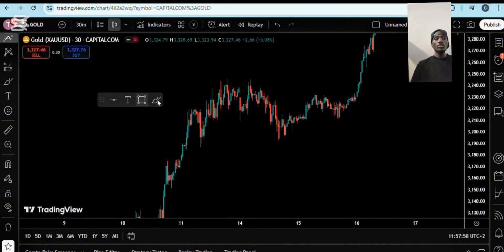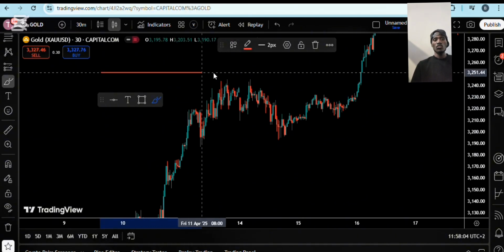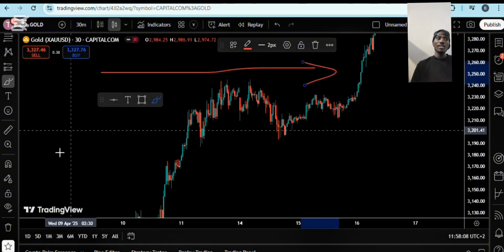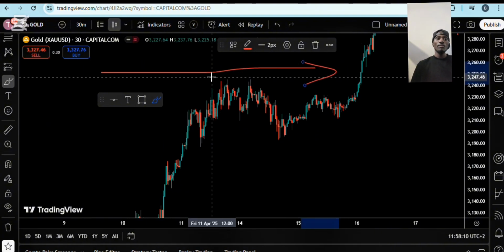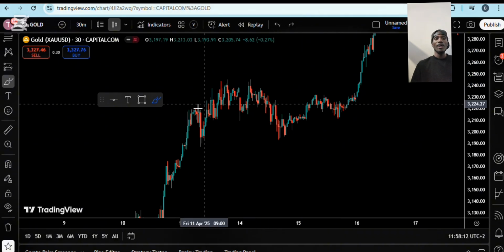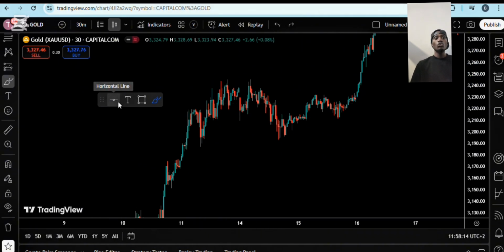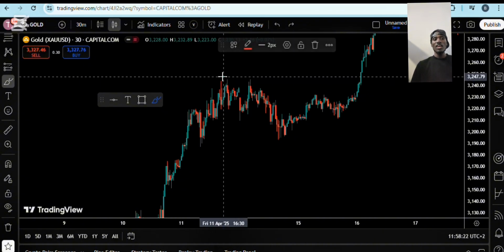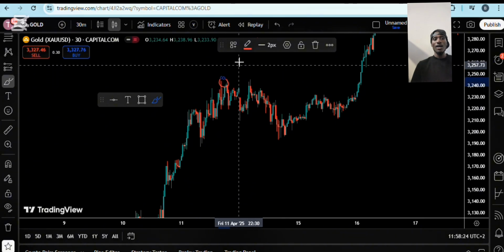First, you identify the areas where price is touching the most. You go from the left to the right. You look at where price is touching the most, or where price is respecting an area like a wall. So you mark these areas. I've got this area that I'm gonna mark.